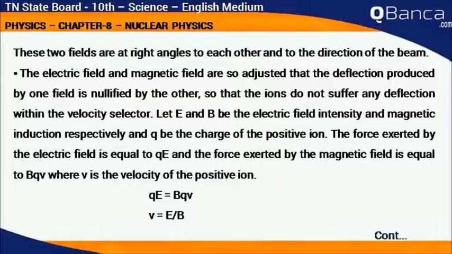Let E and B be the electric field intensity and magnetic induction respectively, and Q be the charge of the positive ion. The force exerted by the electric field is equal to QE, and the force exerted by the magnetic field is equal to BQV, where V is the velocity of the positive ion. QE is equal to BQV, so V is equal to E by B.